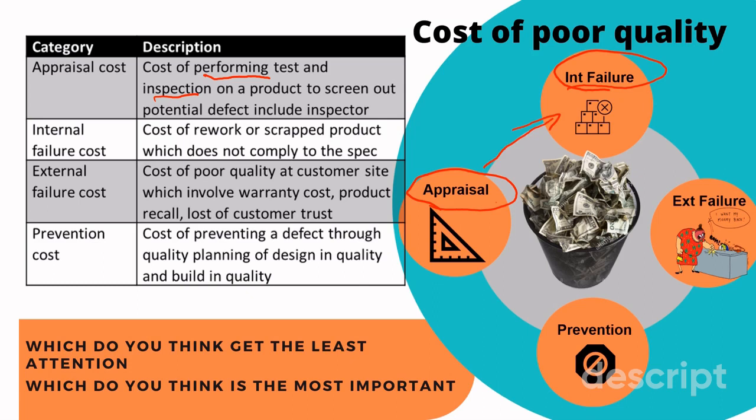And then the third one is external failure cost. That means whatever happens beyond the manufacturing site, that is at the customer site, which includes warranty costs, product recall, and also loss of customer trust, which is unquantifiable. And lastly is prevention cost, which is the cost of investing in quality planning to build or design quality into a product to prevent any potential failure, internal or external.